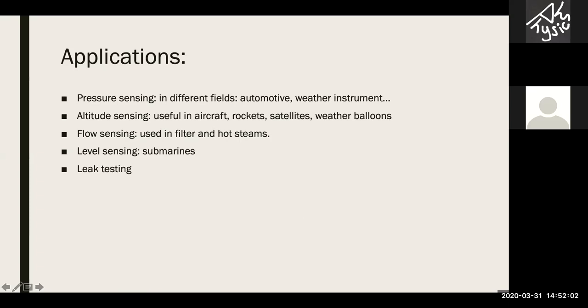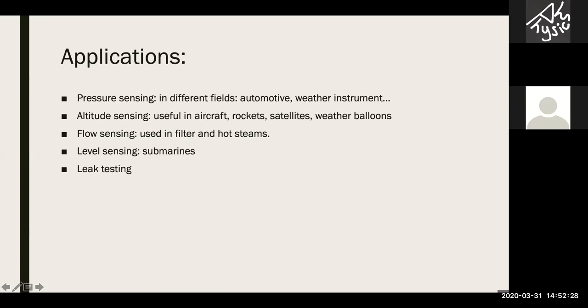We have also altitude sensing, which is useful in aircraft, rockets, satellites, and weather balloons, to check the altitude between two distinct levels in air. We have also flow sensing, here to check in some filters and hot steams, as we said. It's important to know how much fluid is going to be pumped inside a chamber or inside a filter.